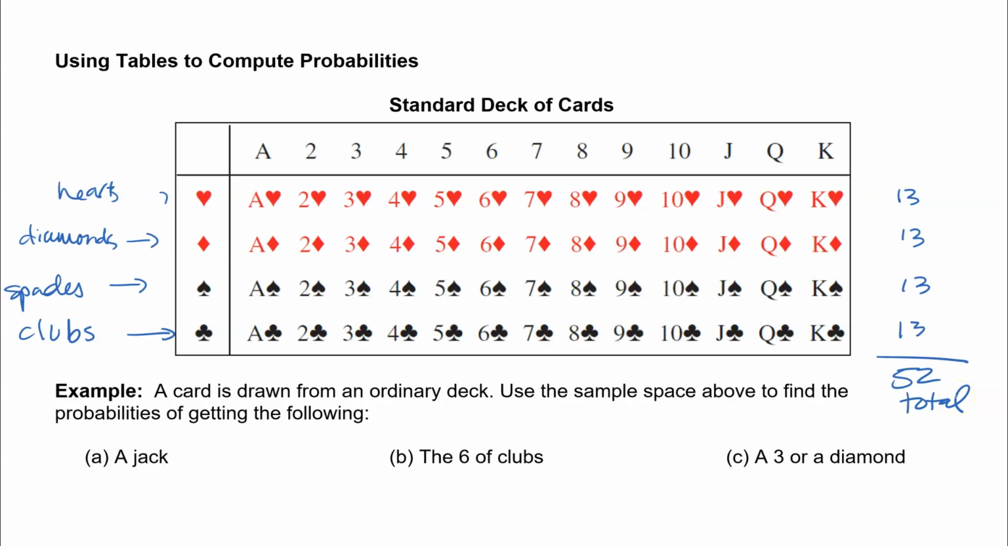Okay, the first 2 rows, as you can see, are red. The second 2 are black. We've got some face cards. All of the jacks, queens, and kings are called face cards because these cards actually have faces of people on them. So let's do some examples.